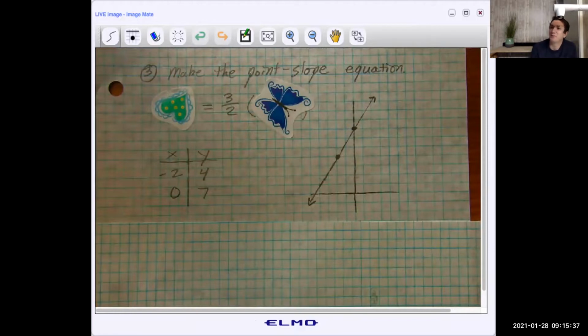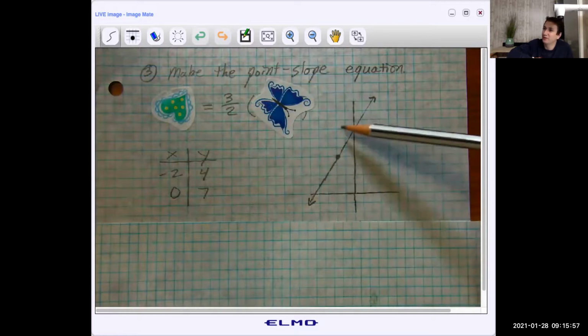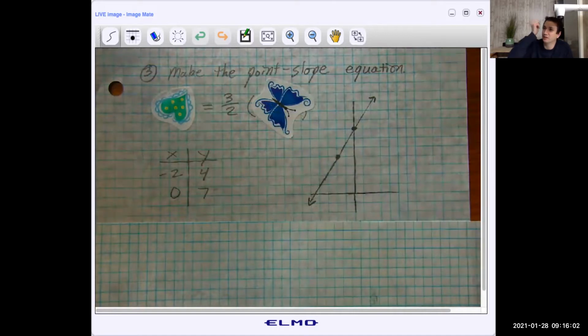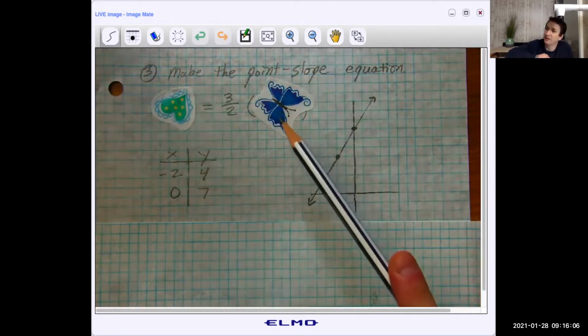So this says make the point slope equation. We have a table, we have a graph, we have the beginning of an equation. And so what we need to do is look at this and figure out what's missing. I noticed this is kind of nice. They gave us the slope. I don't have to worry about that anymore. Rise 3, run 2. That matches the table, the graph, that's all good. But something's missing out here and something's missing over here.